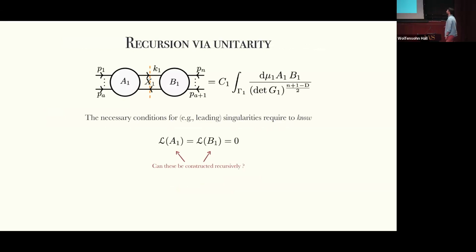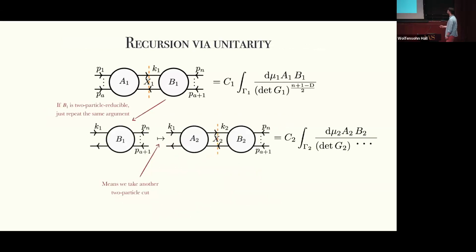And at this point, there's a natural question that arises. We just saw that the necessary condition for singularities requires us to know both L_A and L_B equals 0. And now we can ask, can these be constructed recursively? And if either A or B are two-particle reducible, which means that they have a two-particle cut, the answer is yes. And you just repeat the same arguments over the blobs.